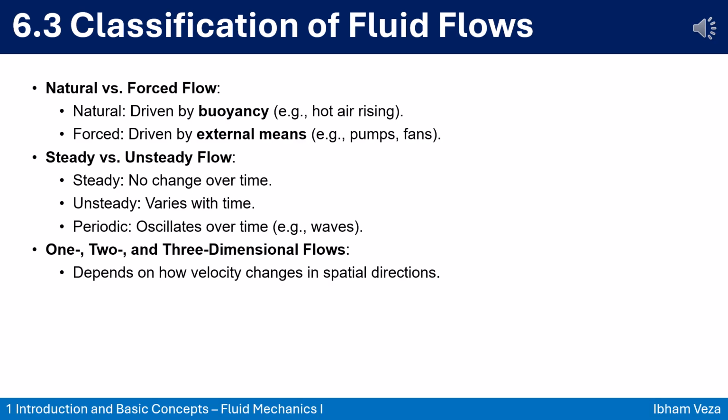Next, steady versus unsteady flow. Steady means the flow stays constant. Unsteady means it changes, and sometimes it's even periodic, like waves going up and down. Finally, you have 1, 2, or 3-dimensional flows. That just means, do we care about velocity changing in one direction, 2 directions, or all 3? This classification keeps your analysis focused, so you only model what actually matters.